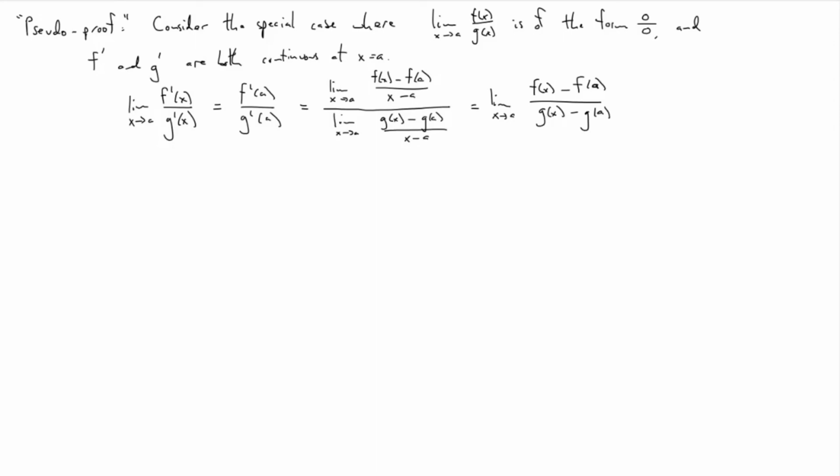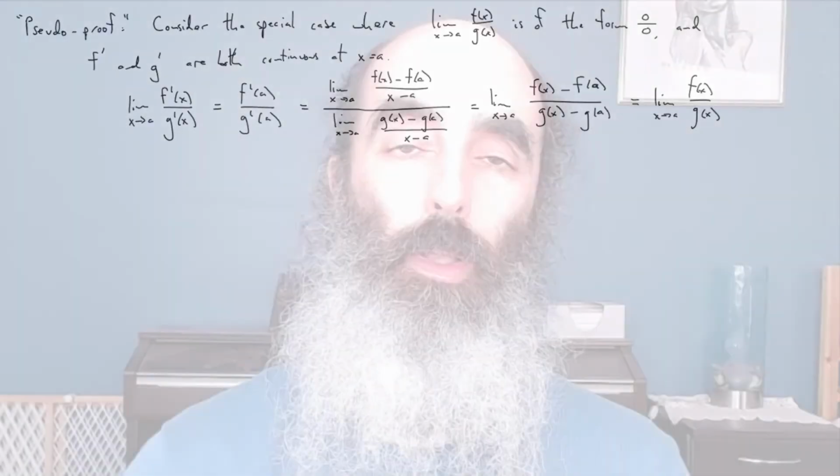And now we're nearly done. Since we started with the hypothesis that the limit as x approaches a of f of x over g of x is of the form 0 over 0, that's telling us that f of a is 0 and g of a is 0. Which leaves us with the limit as x approaches a of f of x over g of x, which is just what we were shooting for.